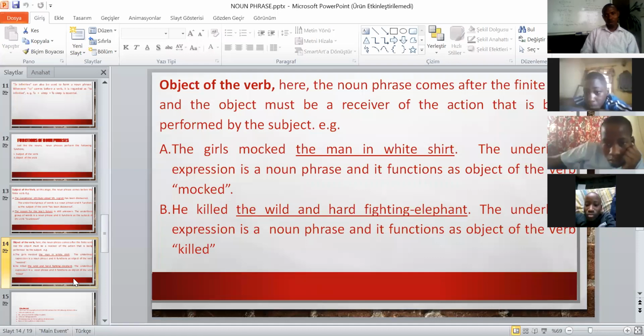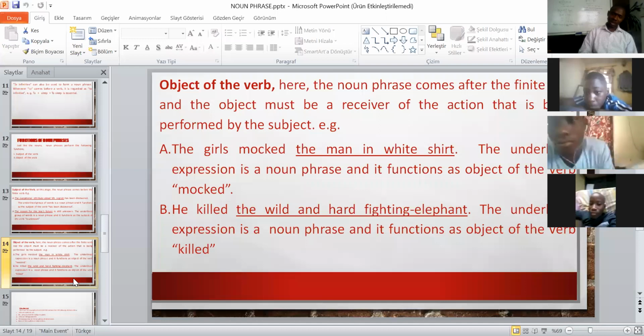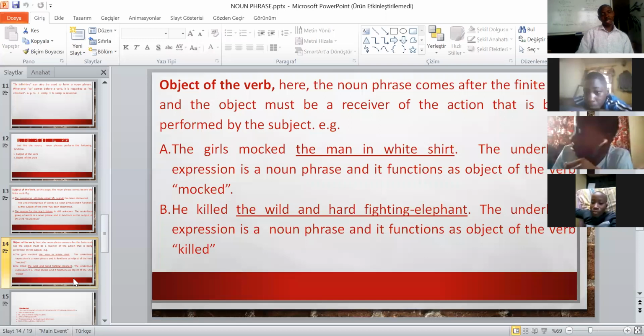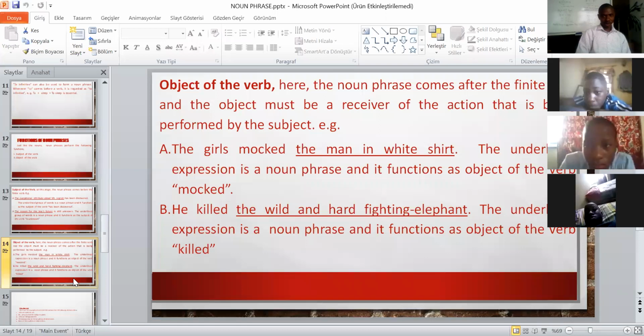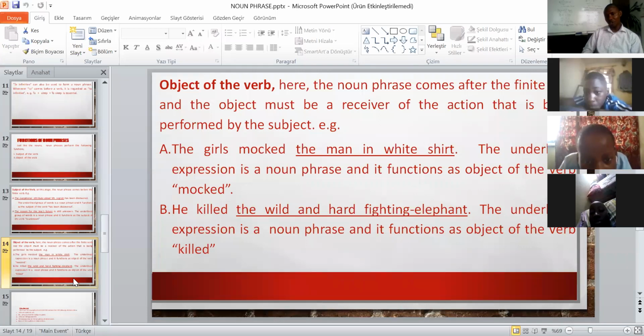The second example, he killed the wild and hard fighting elephants. You can see a complex noun phrase here. The wild and hard fighting. You could say he killed the elephant. You could also say he killed the wild elephant. You could also say he killed the hard fighting elephant. You see, you could omit some words from this noun phrase and make it a very simple noun phrase. He killed the elephant. So article, the, noun, elephant. This is the noun phrase. The underlined expression functions as object of the verb killed.